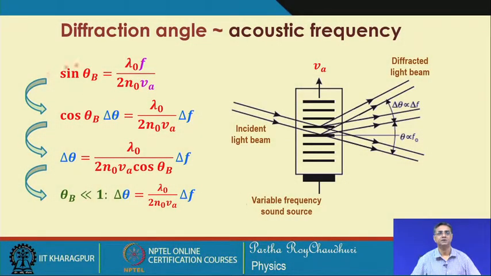So, starting from the basic Bragg diffraction condition, that is sin theta b is equal to this quantity, we have seen that the angle of the deflection is proportional to the acoustic frequency, that is delta theta, also for the small Bragg angle diffraction condition. So, delta theta is proportional to delta f. That means, if you have different frequencies f 1, f 2, f 3, the angles theta 1, theta 2, theta 3 will also be different. So, for different acoustic frequencies, the diffracted light will travel along different directions.